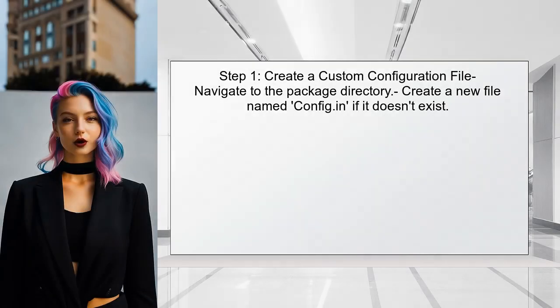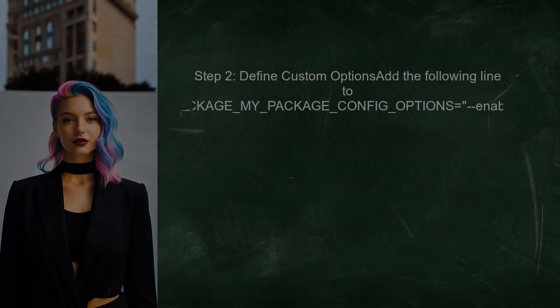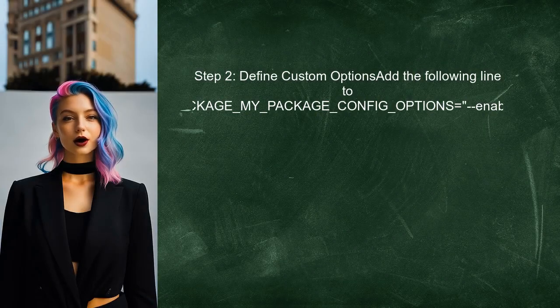To pass extra custom options to the configure script in a Buildroot package, the user should start by creating a custom configuration file. This file will allow them to specify the additional options they want to include. Next, the user needs to define the custom options within this configuration file. They can do this by adding a specific line that includes the options they want to pass.